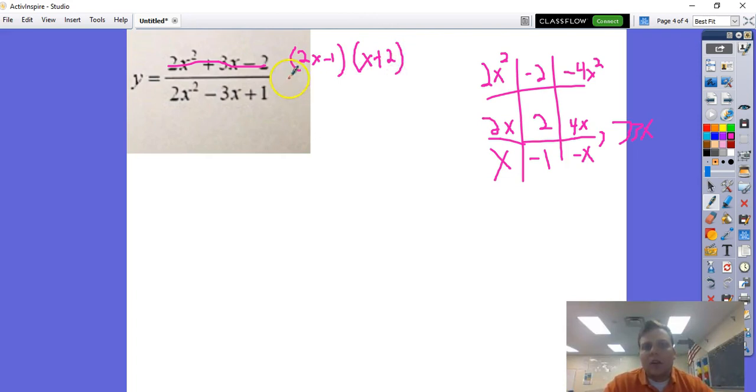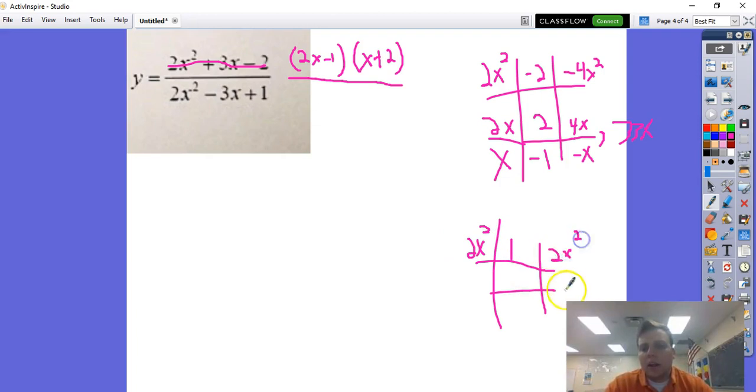Divided by, so now we're going to factor our denominator as well. We have 2x squared, multiplied. We need to add to the linear term, which is negative 3x. What are two numbers that multiply to 2x squared but add to negative 3x? That's right, negative 2x and negative 1x.